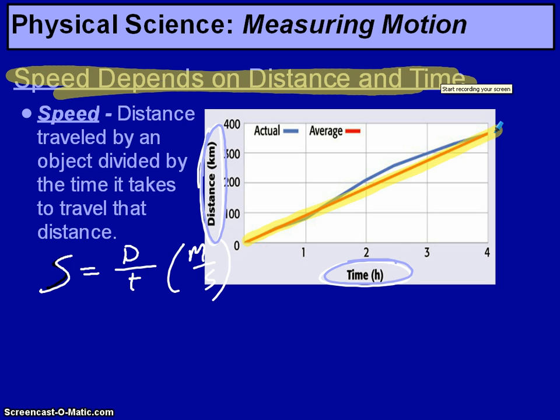But the reality is this little blue line. Let me see if I can't get a different color there. Let's try kind of a highlighter red. Our blue line, on the other hand, fluctuates. It goes up, it goes down.